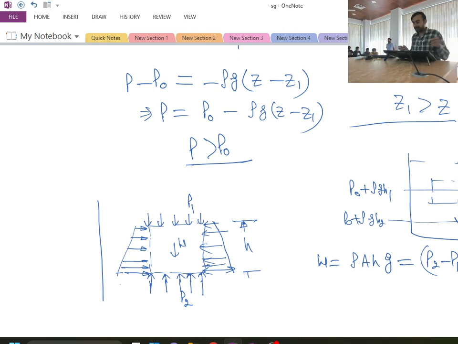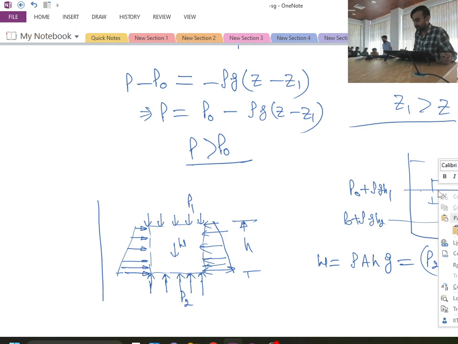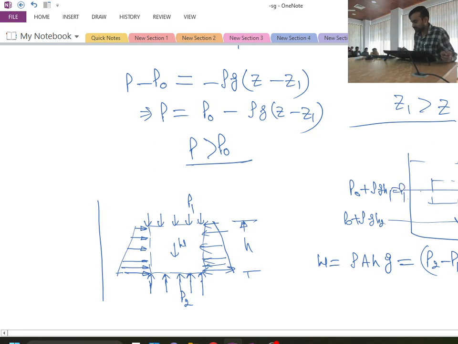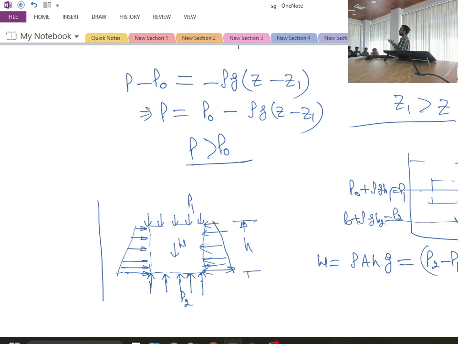Okay, so if you take any point at h1 location, then the pressure at this location, say P1, is balancing the weight up to this height. Then if you take pressure P2, this is balancing the weight up to this height, and the bottommost surface is balancing the weight up to the total height. Okay, so that is the reason that pressure at different locations is balanced by the weight of the fluid element.